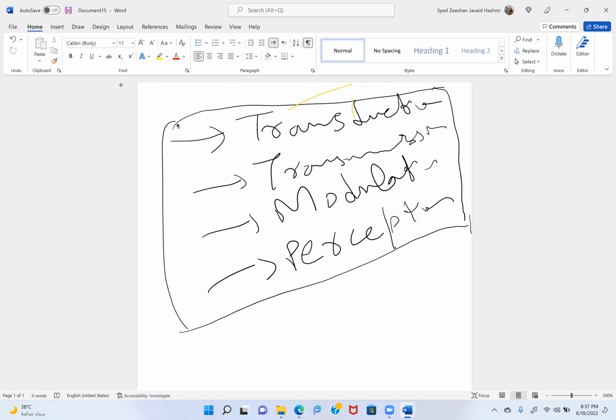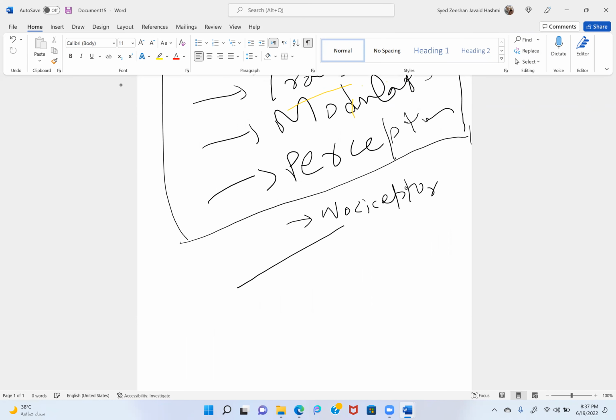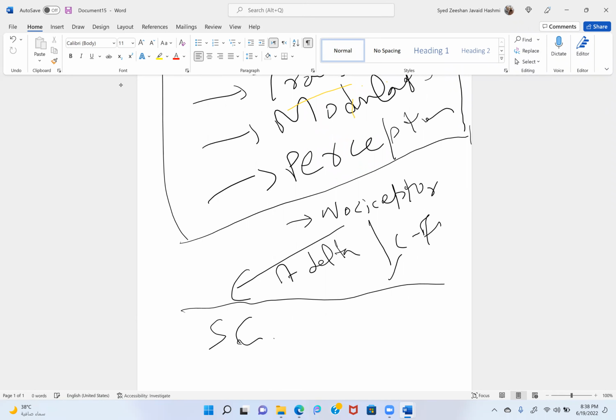Transduction will be through the nociceptor, then generation of pain signals. An action potential is generated, and it will be transmitted through two pathways: C fibers and A delta fibers. The next stop will be the spinal cord. Then in the spinal cord, it will cross to the other side and travel to the thalamus.